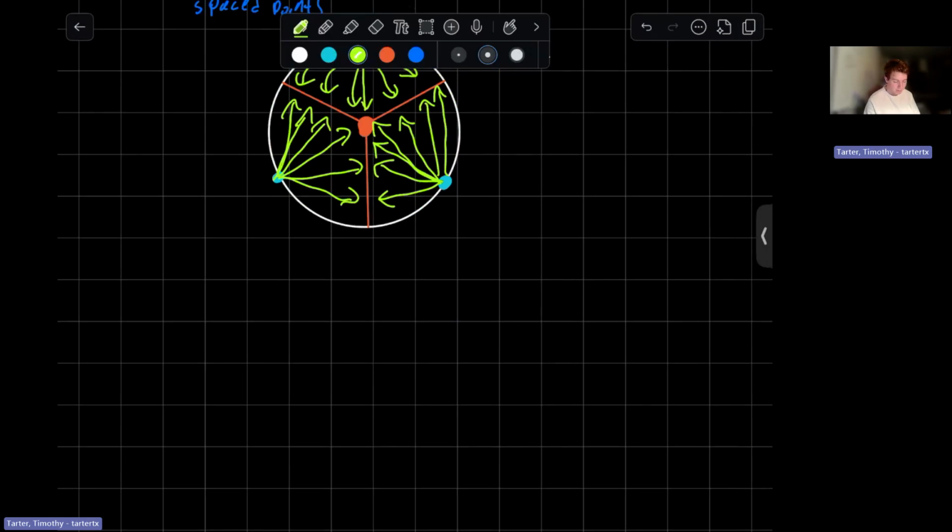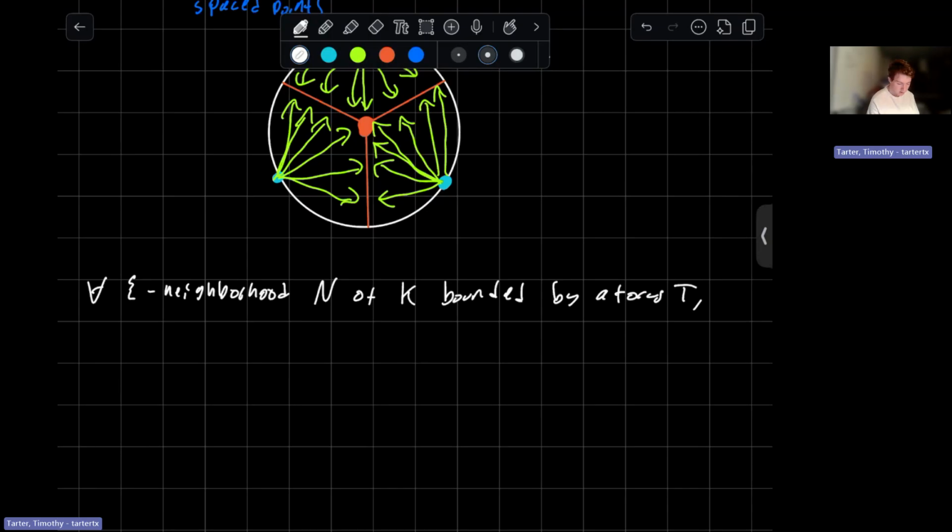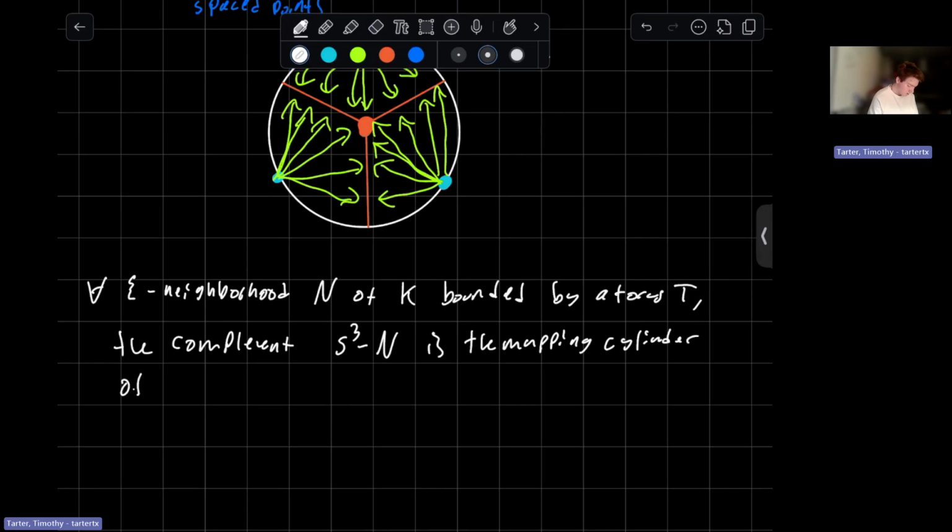So another way of describing the situation would be to say, for every epsilon neighborhood N of the knot bounded by a torus T, the complement S3 minus N is the mapping cylinder of T to X.